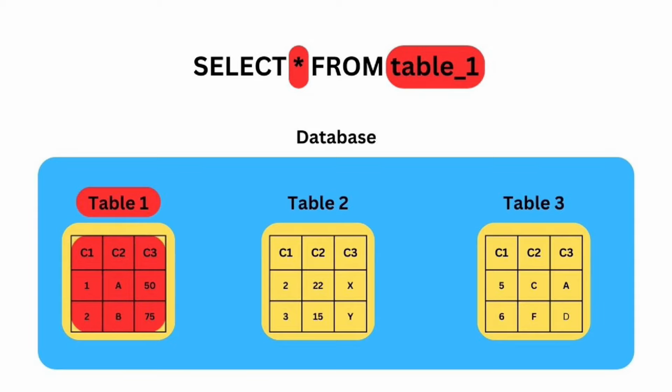If you actually want all the columns from a table, you can use an asterisk symbol in order to request all the columns from a table, essentially just asking for the entire table back. So you'll say select, an asterisk, and then from table.